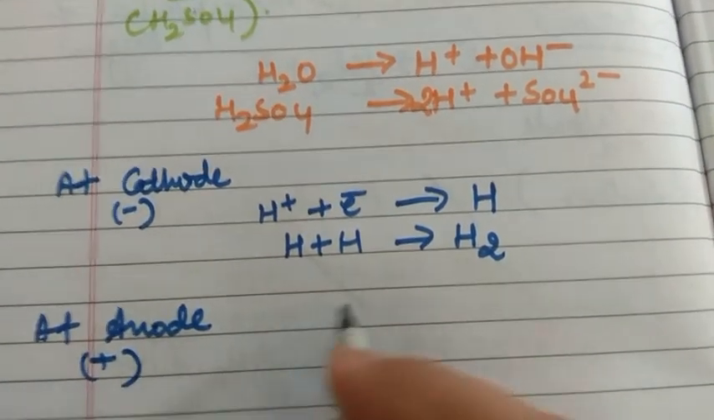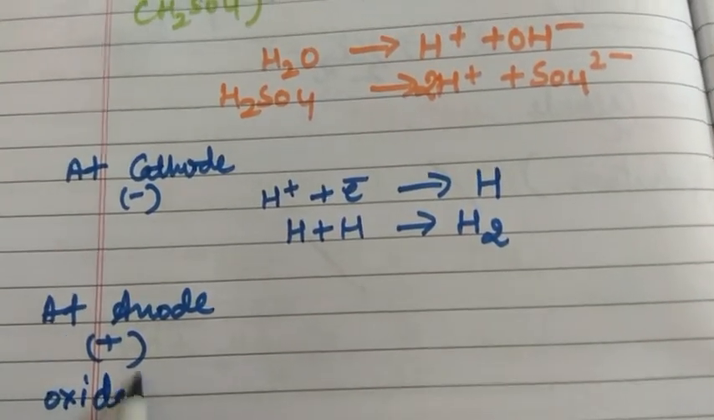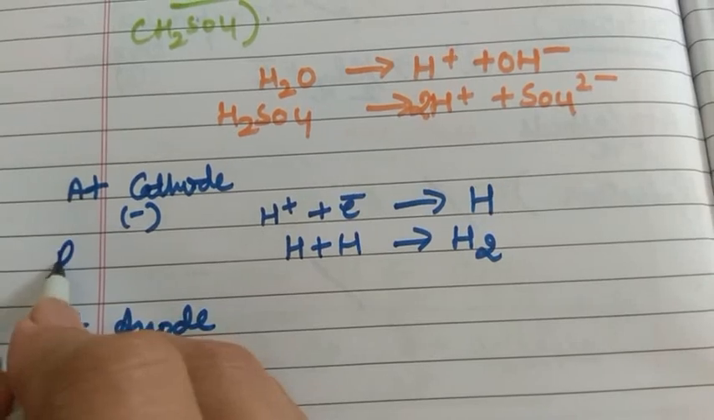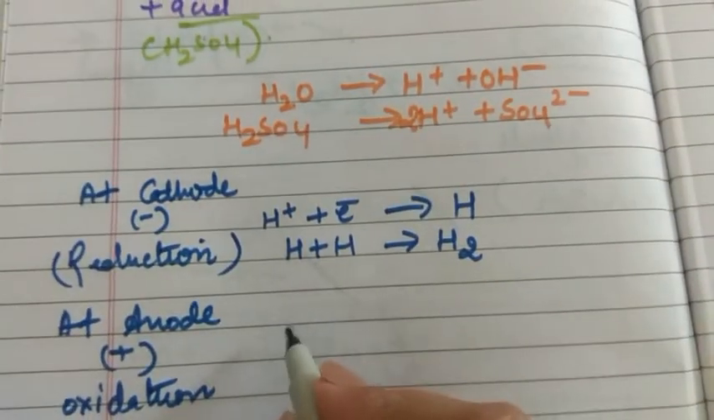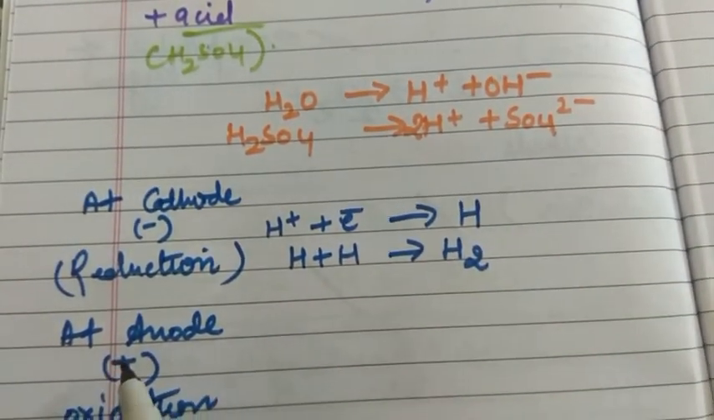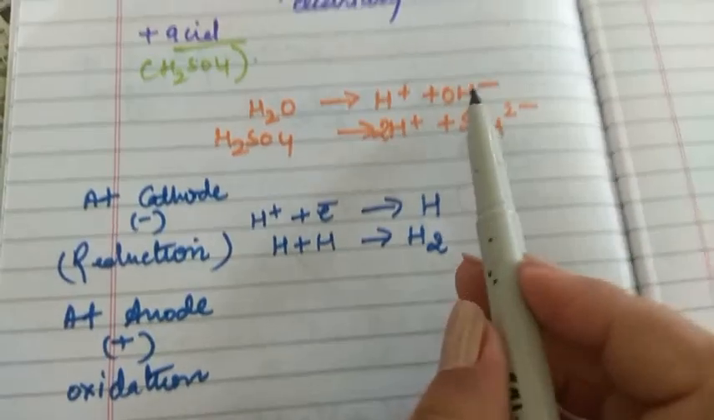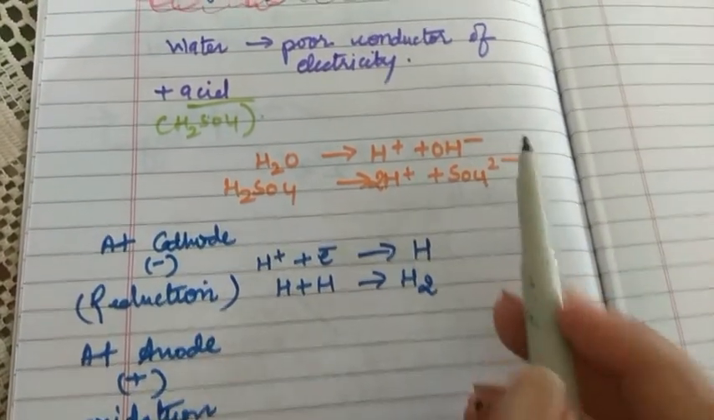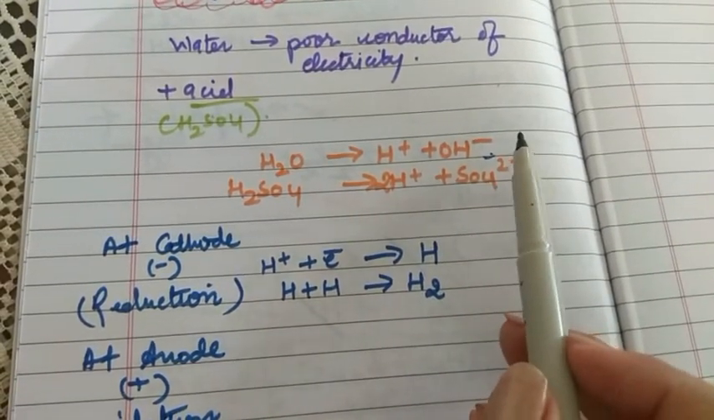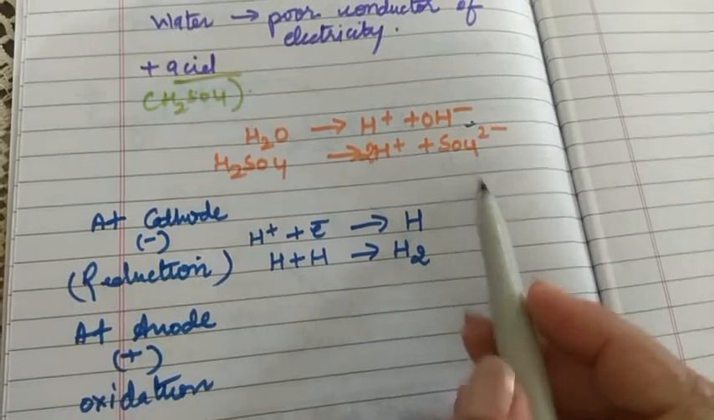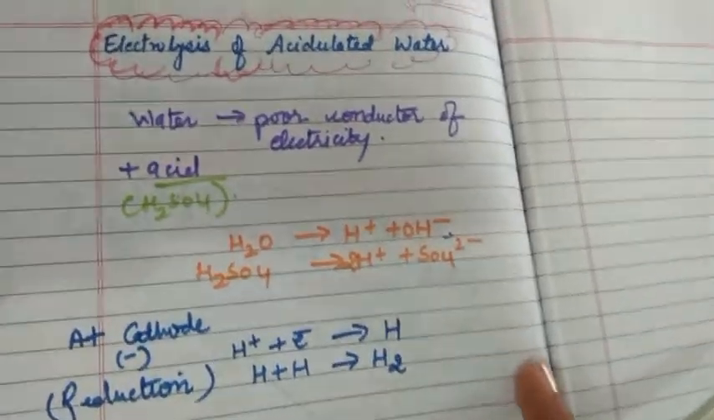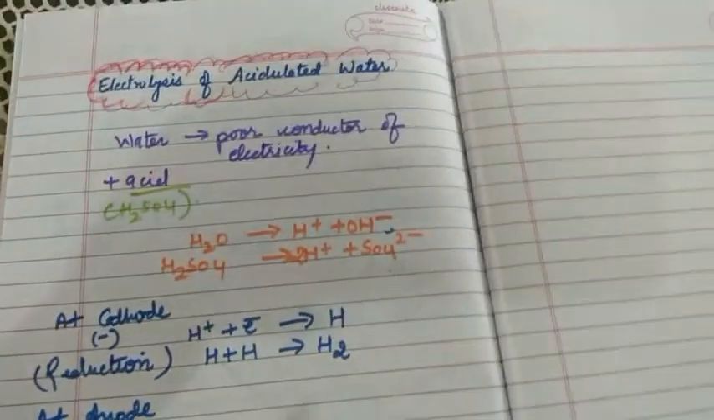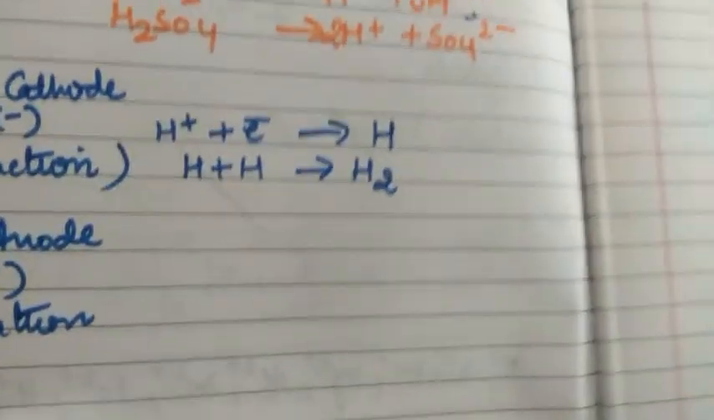Now at anode, what will happen? Anode is positive, and here oxidation takes place. Both the ions, hydroxide and sulfate, migrate towards anode. But out of these, hydroxide ion will get discharged by losing electron, and the sulfate ions will remain in the solution. There will be competition between hydroxide and sulfate ion, and according to their discharge potential, hydroxide ions will get discharged as compared to sulfate ions.